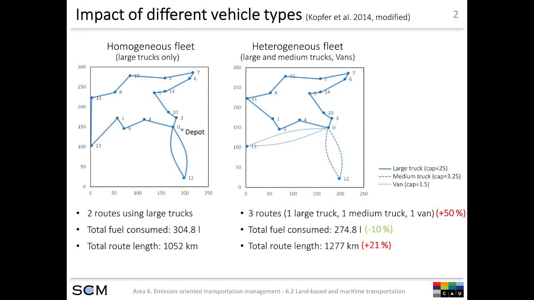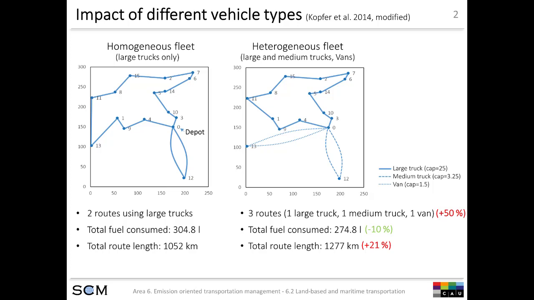The second slide shows a corresponding example. Here we have a total of 15 customers that have to be served from the depot in node 0. On the left-hand side, we see a solution where only large trucks are available for the corresponding logistics company. In this solution, 2 trucks are needed because 1 truck is not sufficient for serving all the customers. In total, we have 2 routes here. Total fuel consumed is about 300 liters of diesel, and the total route length is 1052 kilometers.